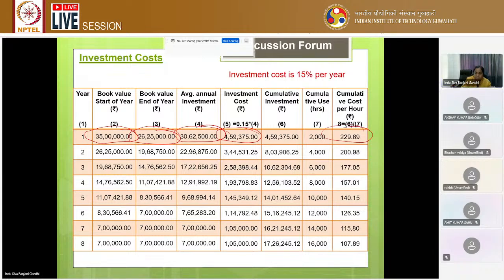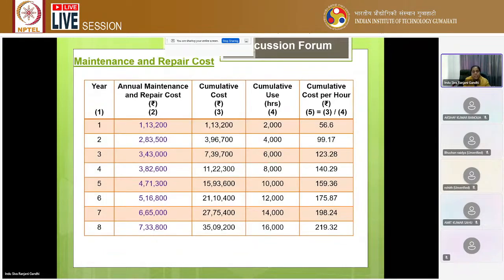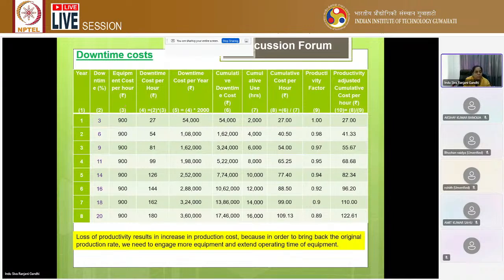Then the annual maintenance and repair cost. Similarly, you find the cumulative maintenance and repair cost per hour. Then downtime. You know that downtime increases with the age of the machine, so you calculate the downtime cost per hour. Already it is given.